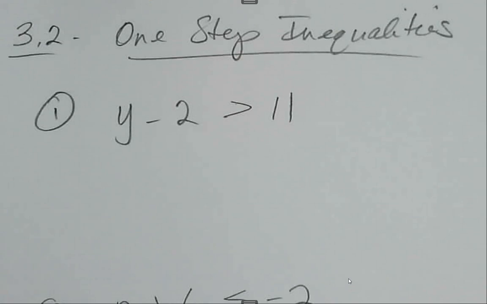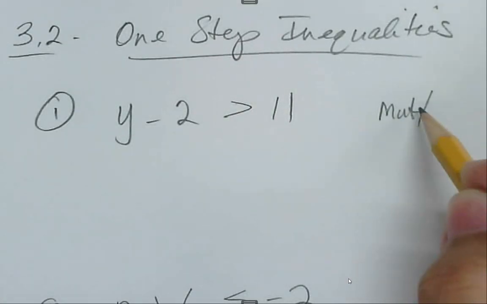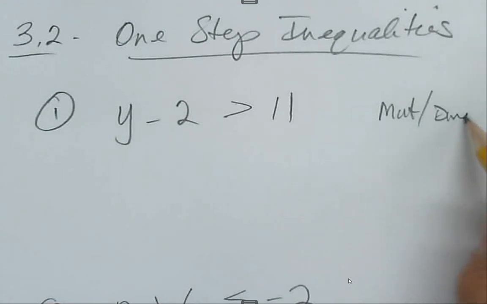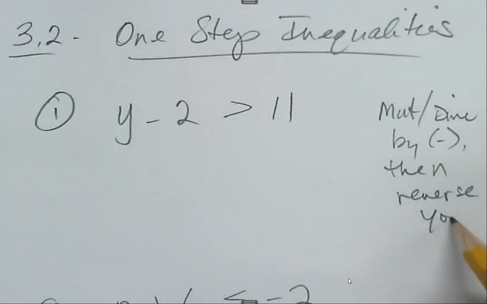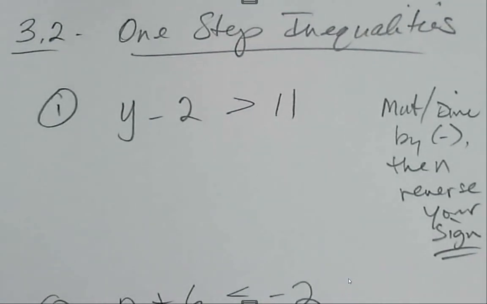And so your rule is basically this: if you multiply or divide by a negative, then you have to reverse your sign. Okay, so that's basically the only real rule that's different than what you're dealing with when you're dealing with equations.